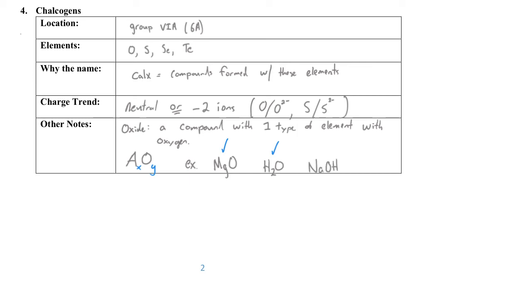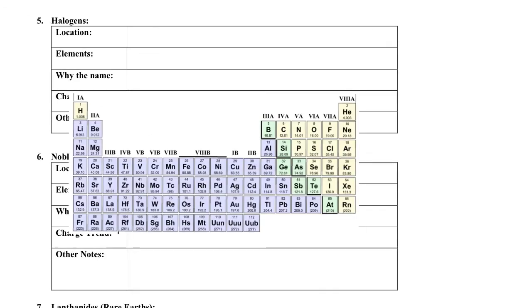What about this compound? This is called sodium hydroxide, and you might notice from the name, it's not an oxide. That's because it consists of sodium, oxygen, and a third element, hydrogen. So now that we've gone through the chalcogens, let's go to the next group of the periodic table on the next page. The next group that we encounter after the chalcogens is known as the halogens group.